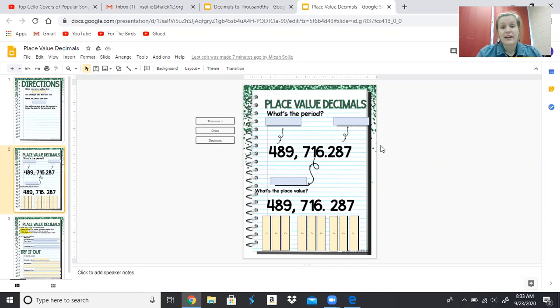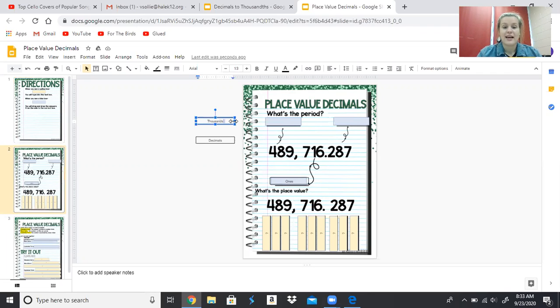Just like when we had place value of regular numbers, we still have periods in terms of place value, right? Can anybody remember, we'll start off with 716. What period are those three numbers in? Thousands, ones, or decimals? The ones period, that's right. So we're going to put our ones right there. Okay, what about that 489? What period is the 489 in? Thousands or decimals? That's right, the thousands period. So we're going to move our thousands to right there.